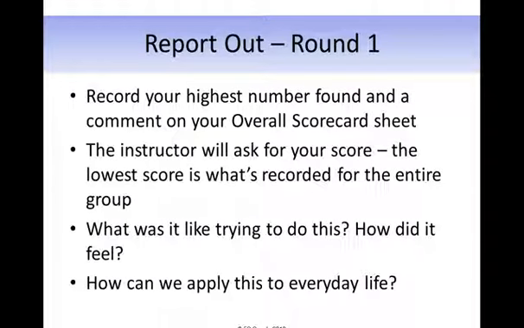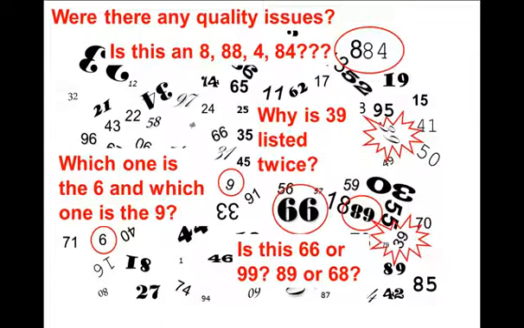So they have to search around, look for number 1, cross it out, look for number 2, etc. For the report out in round 1, after the 30 seconds, have them record their highest number on their overall score sheet. Then we look at the group to see what the range is. Usually at this point people don't score very high because they are taking a lot of time just to search for things. So we ask questions like, what was it like trying to do this? How did you feel? How can we apply this in everyday life? Were there any quality issues?